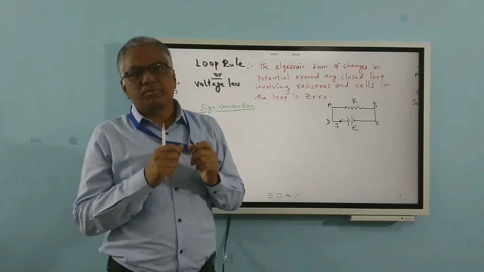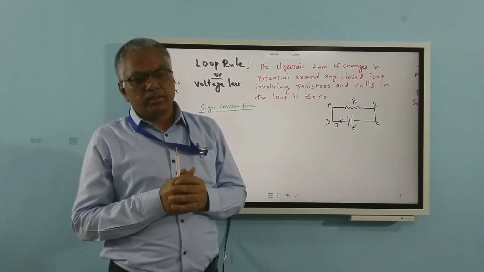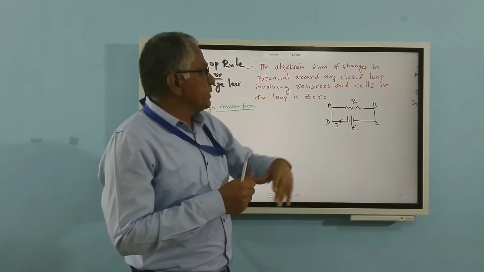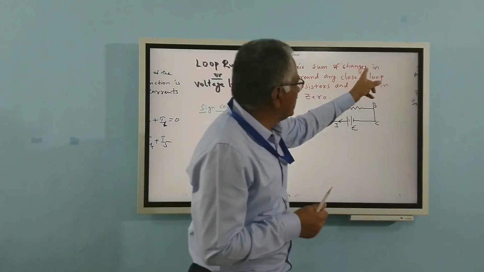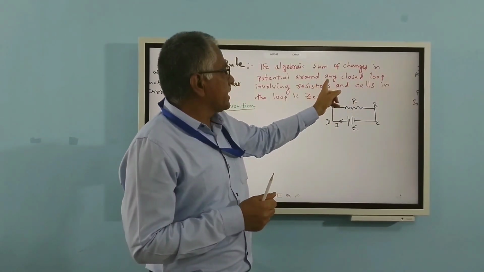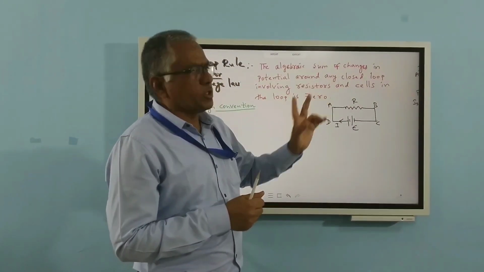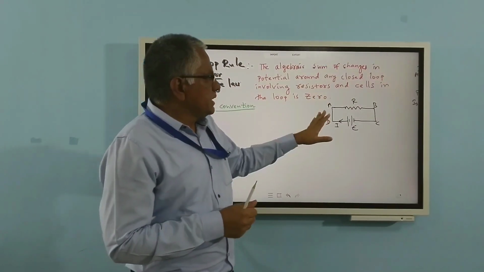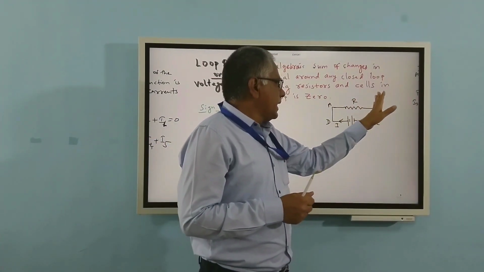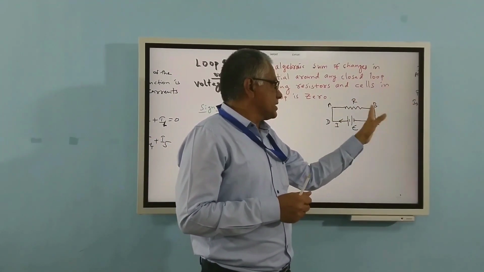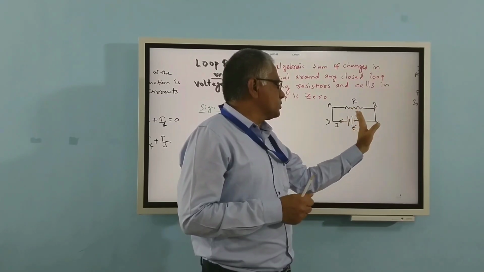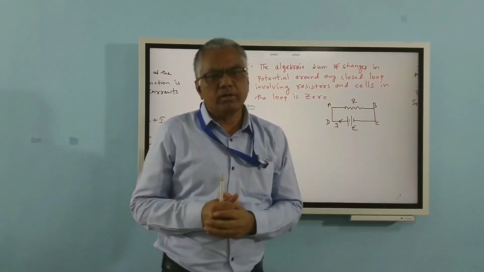...some of the EMFs present in that loop. That is, in another way we can also define this. The algebraic sum of the changes in potential around any closed loop involving resistors and cells is 0. This means the potential drop across the resistors, and across any number of resistors that are there, and here the positive cell, will be equal to 0.